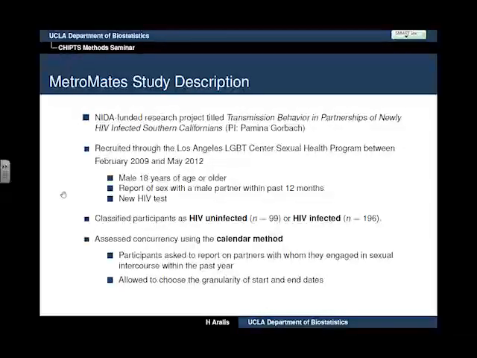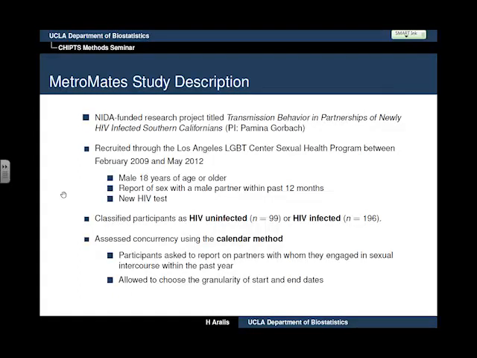Okay, so what motivated this particular methods work is a NIDA-funded study called Transmission Behavior and Partnerships of Newly HIV-Infected Southern Californians. It's commonly referred to as the Metromate study. And the PI is Dr. Pamina Gorbach, who some of you may be familiar with. She's over in UCLA Epidemiology.